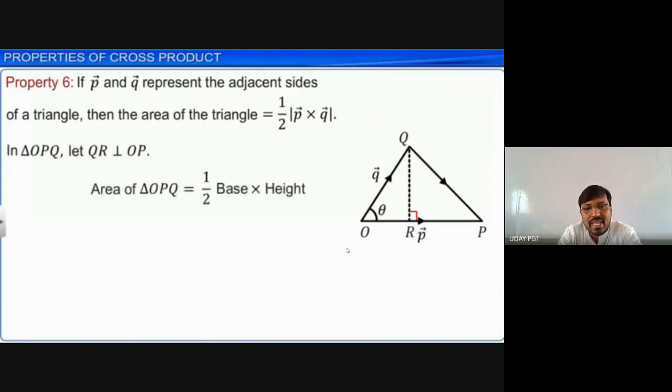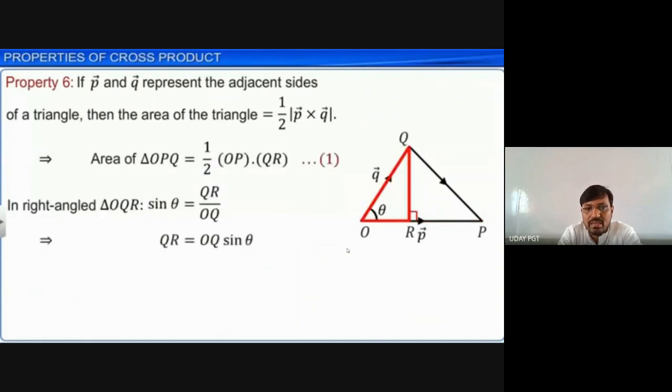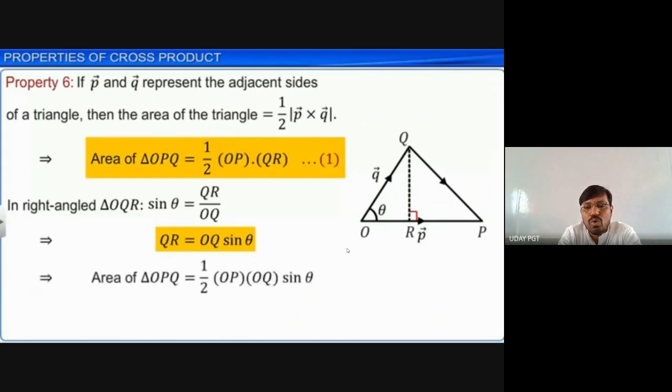If P and Q represent the adjacent sides of the triangle, then the area of the triangle is half into base into height. So here, half into the base is P vector, and OP is the base and height is QR. Normally in a right angle triangle, sin theta is equal to QR by OQ, so QR is equal to OQ into sin theta. In the triangle OQR, this should be taken into consideration. So from this, we are going to get the result as OP, OQ, sin theta.